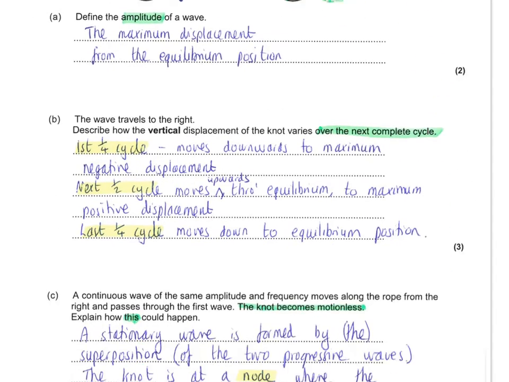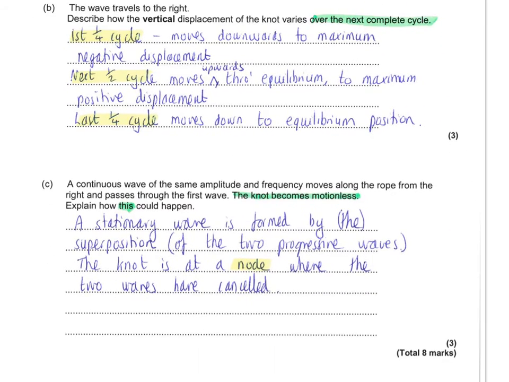Finally, we've got a continuous wave of the same amplitude and frequency moving along the rope from the right and passing through the wave. The knot becomes motionless, key thing to put up, and you need to explain how that can happen. Well, the knot becomes motionless because we've formed a stationary wave because of the superposition of those two progressive waves travelling in opposite directions.